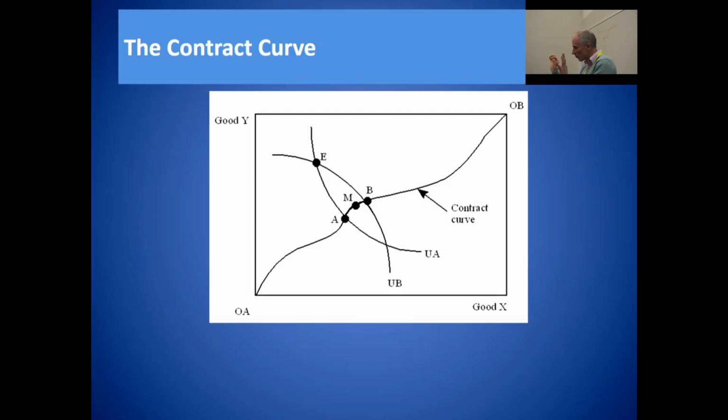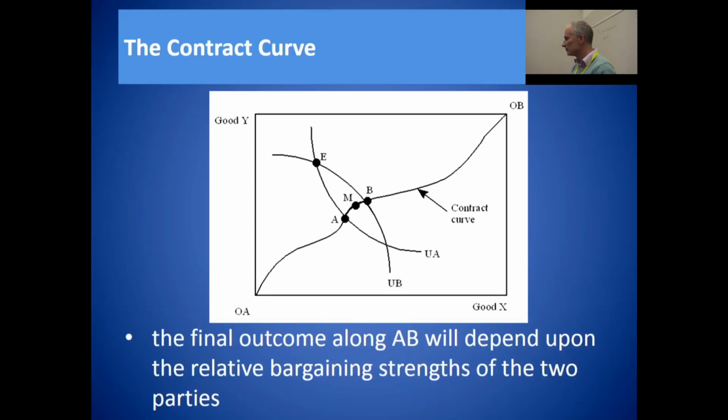However, what we can't say, and this is what I just alluded to previously, is precisely where they'll be. I mean, we previously said point M, but point M is merely an example of where they could finish up. More specifically, it will be anywhere on the contract curve between point A and B. And the exact point that we finish up at will depend upon the relative bargaining strengths of the two parties.